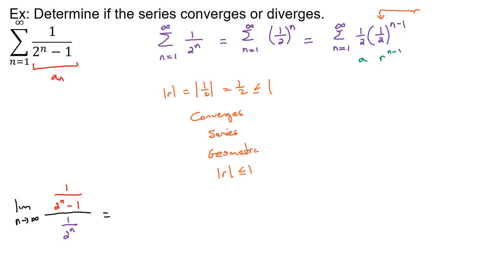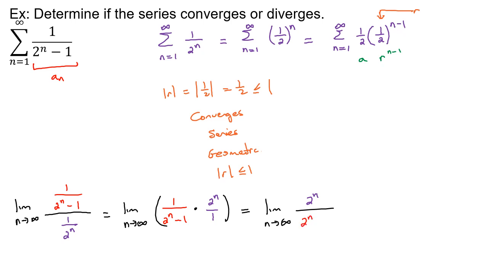That way I can flip it over and have this say 1 over 2 to the n minus 1 times 2 to the n divided by 1. So the ones don't really matter, so I just get the limit as n approaches infinity of 2 to the n divided by 2 to the n minus 1.